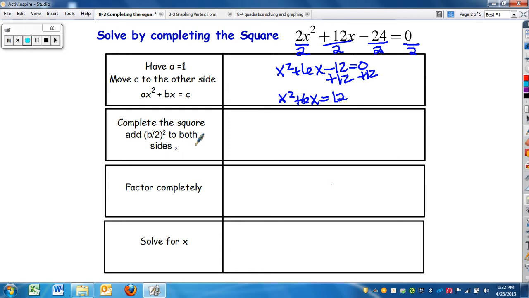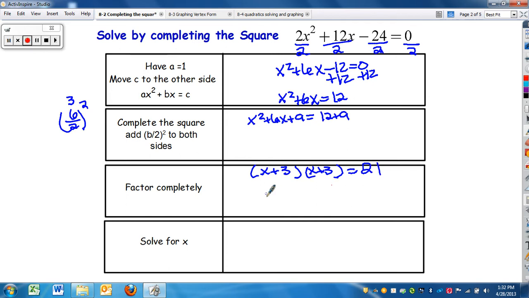Alright, so now we need to do completing the square. Let's go 6 divided by 2, squared. 6 divided by 2 is 3. 3 squared is 9. So I have x squared plus 6x plus 9 equals 12 plus 9. Alright, so then we're going to factor, which is x plus 3. X plus 3 equals 12 plus 9 is 21. Well, that's x plus 3 squared equals 21.